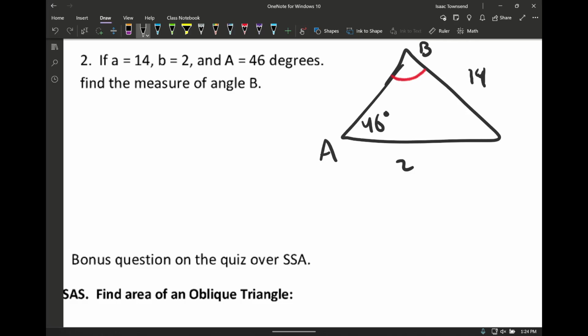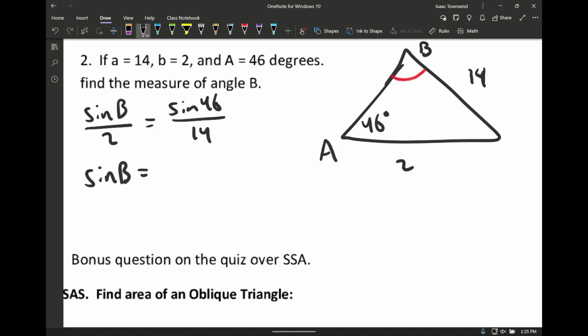And then part of the law of sines formula says that I could take the sine of angle B, divide by the length of B, as long as I set it equal to the sine of A over the length of A, or the sine of C over the length of C. All I have to do is multiply both sides by 2, to get it to sine B equals.